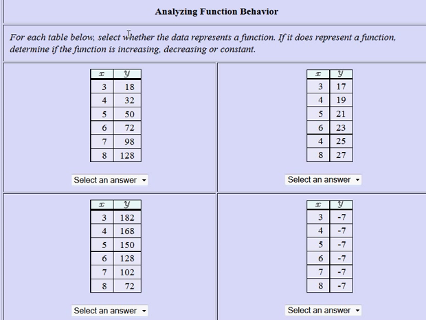In this problem, we're given 4 tables of data. We're asked for each set whether the data represents a function. If it does represent a function, we're supposed to tell whether it's increasing, decreasing, or constant.